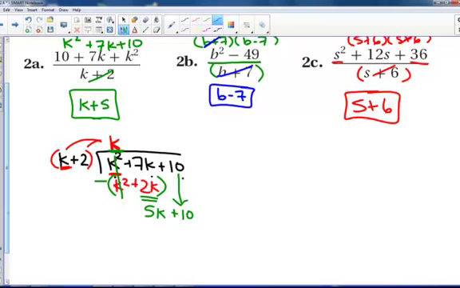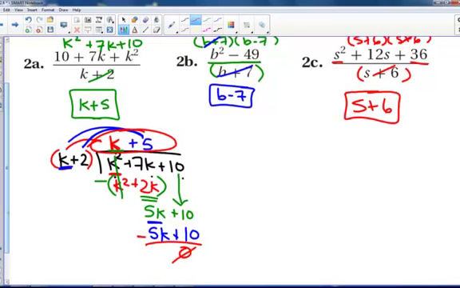So next I'm trying to see k times what is 5k? Well, that's 5. Now I'm going to multiply the 5 through the k plus 2. 5 times k is 5k. 5 times 2 is 10. When I subtract the whole thing, I have no remainder. So this is my answer. This I know is my answer.